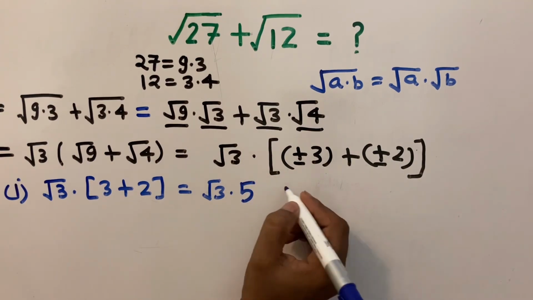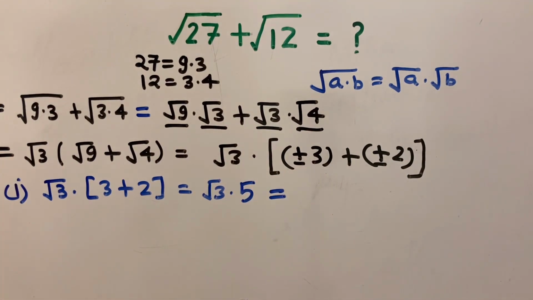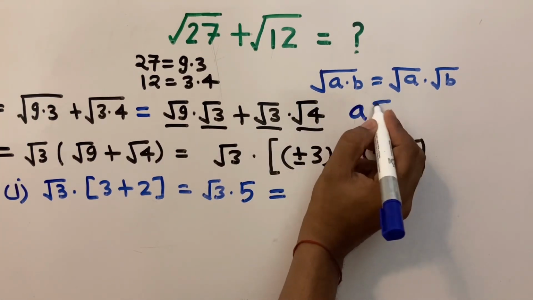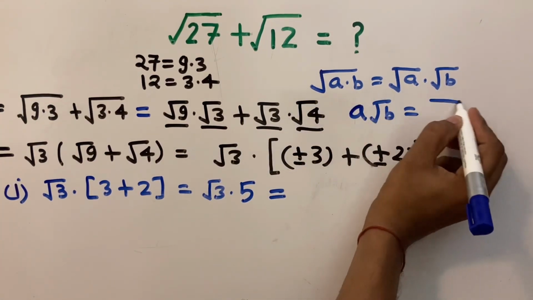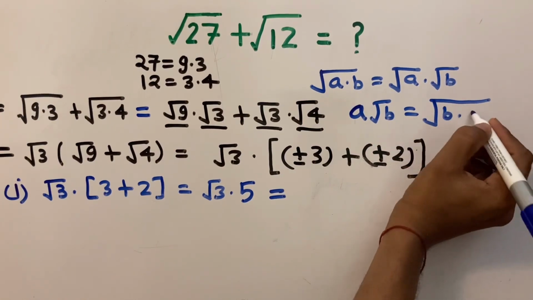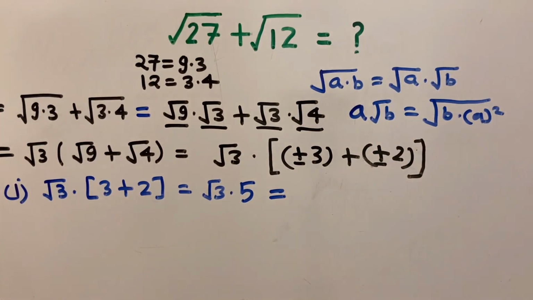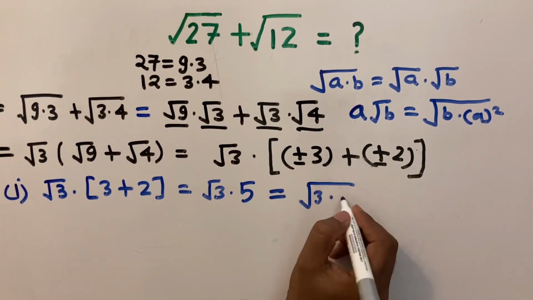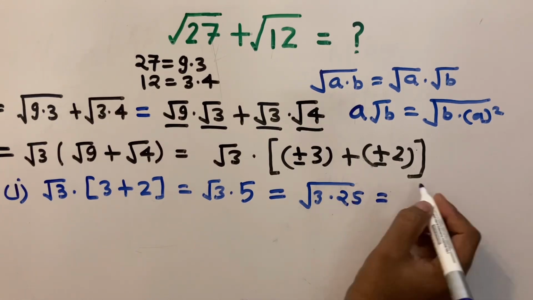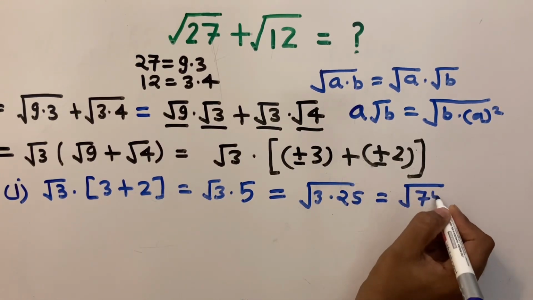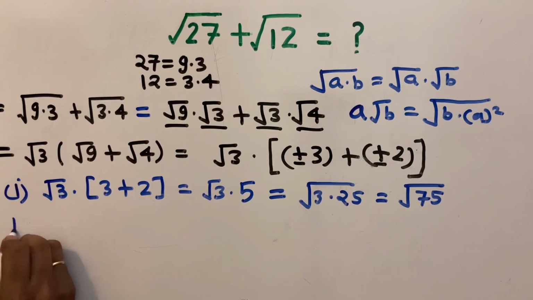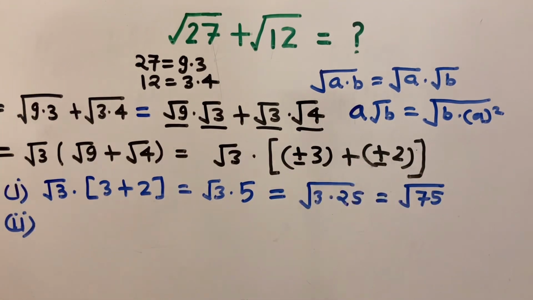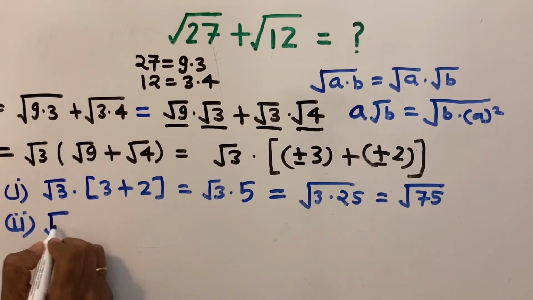It can be further simplified, as we know another property of square root, that is a square root of b is equal to square root of b multiply a square. It is equal to square root of 3 multiply 5 square, which is 25, which is equal to 75. And the second option is when both of the square roots are negative.